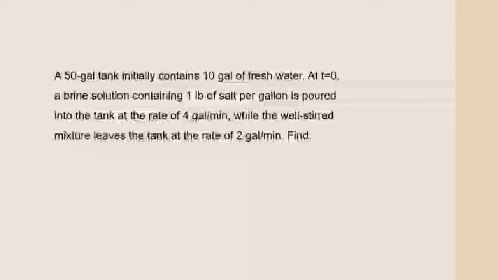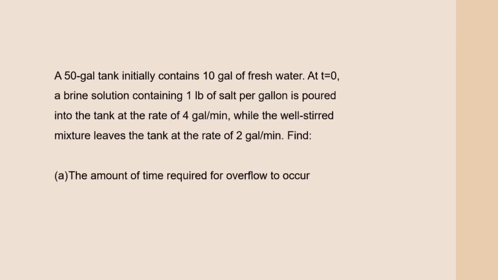A 50-gallon tank initially contains 10 gallons of fresh water. At t equal to 0, a brine solution containing 1 lb of salt per gallon is poured into the tank at the rate of 4 gallons per minute, while the well-stirred mixture leaves the tank at the rate of 2 gallons per minute. Find A, the amount of time required for overflow to occur. B, the amount of salt in the tank at the moment of overflow.